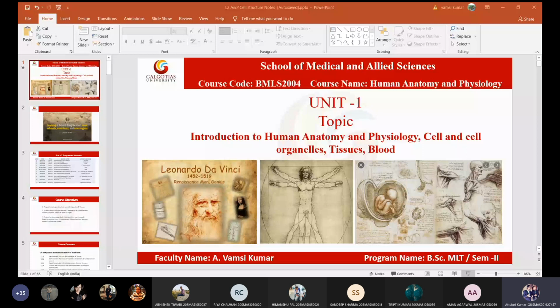So as the name suggests, these are the tissues which are associated with the muscles of our body. Typically we have three types of muscles in our body. One is cardiac muscle, second one is smooth muscles, and third one is skeletal muscles. We have three types of muscles in our body.